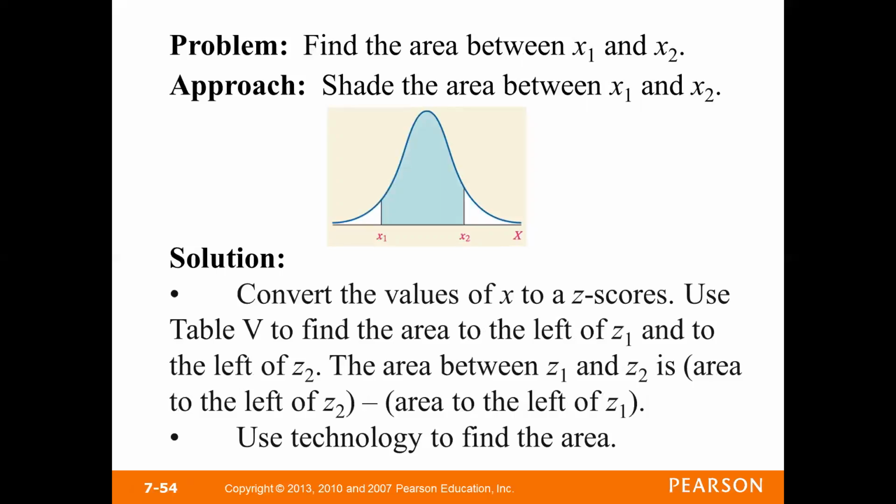And if I want the area between, I'll take the area to the left of the bigger one minus the area to the left of the smaller one. Right? Notice if I were to take the area to the left of x2 here, that would shade this entire region, including this piece down here. Well, I want to exclude that piece. That happens to coincide then with the area to the left of x1. So by removing the area to the left of x1, I get the area between those two.